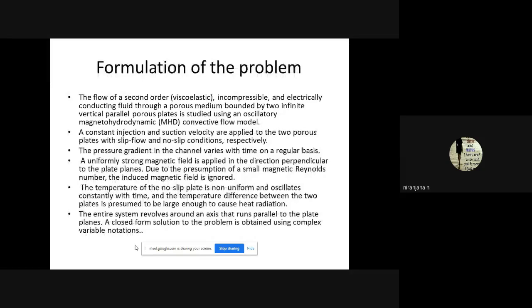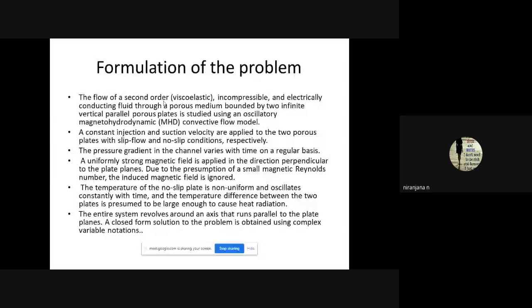The flow of a second-order viscoelastic, incompressible, and electrically conducting fluid through a porous medium bounded by two infinite vertical parallel porous plates is studied using an oscillatory magneto-hydrodynamic convection flow model. Constant injection and suction velocities are applied to the two porous plates, with the slip flow on one and the no-slip condition on the other.